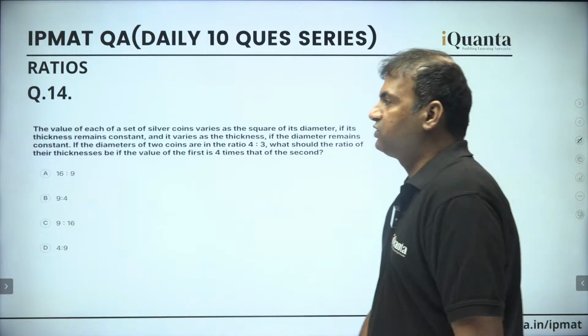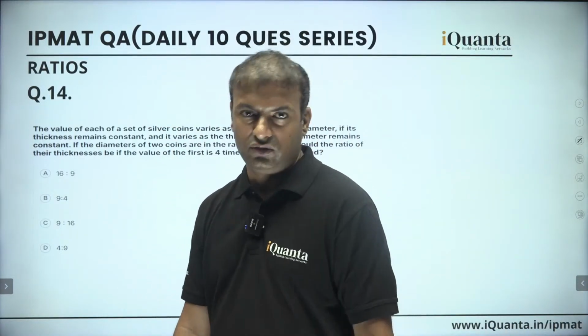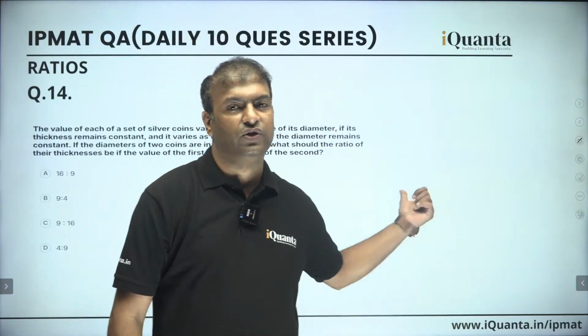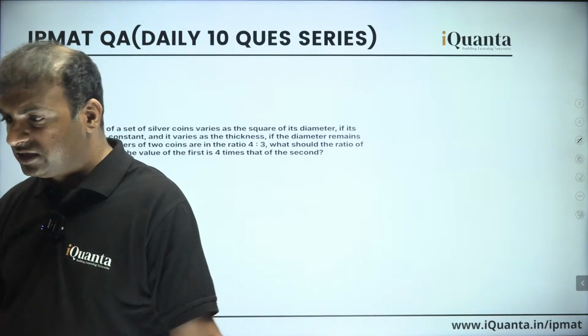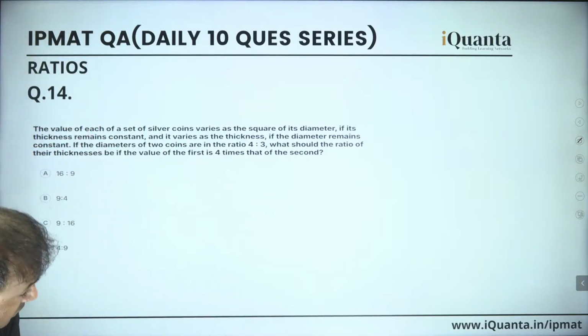Now guys, the next question is based on the variation. This is also one of the applications of ratio. Variation means direct and inverse variation questions, right? So this is one of the applications of variation. Simple question, right? Let's see how many of you are able to solve. It has also been asked in one of the exams previously. So guys, an easy question also can be asked, right?